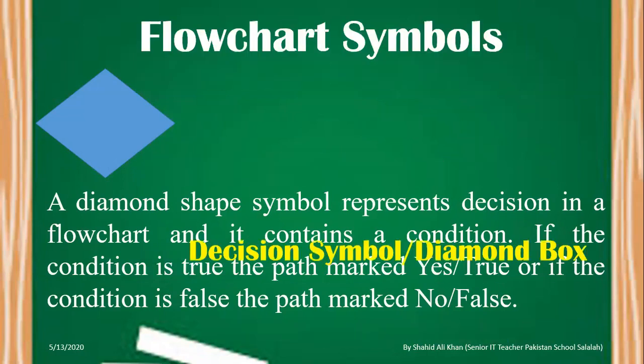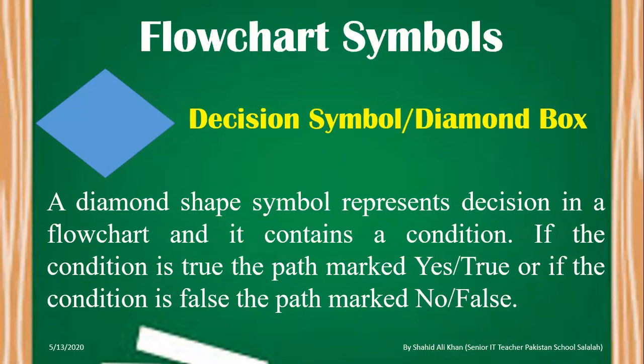So this is called decision box or decision symbol, or another name is diamond box. So diamond box is used for what purpose? It is a diamond shape, you can see. So diamond box is also used in flowcharts. So for what purpose is it used? A diamond shaped symbol represents a decision in a flow chart.